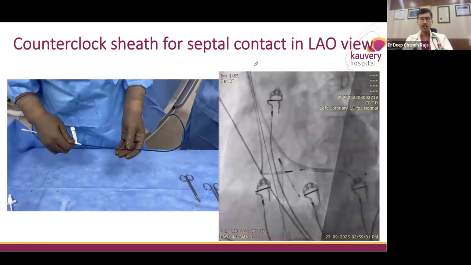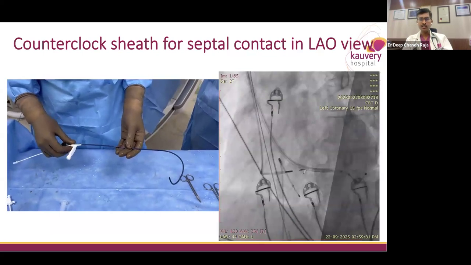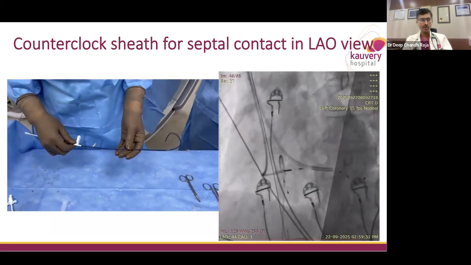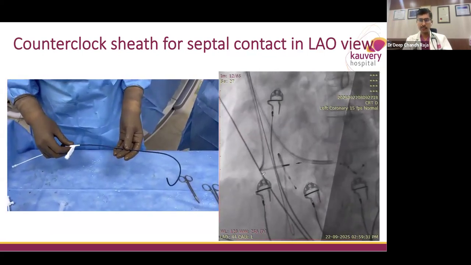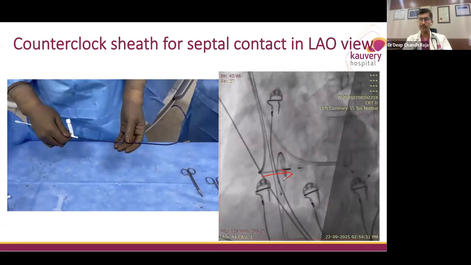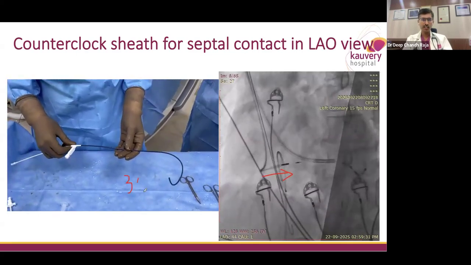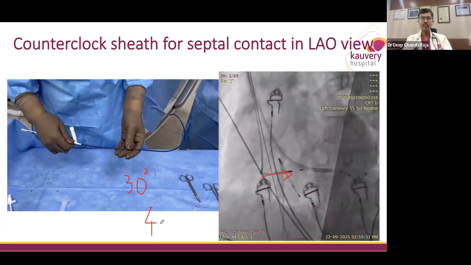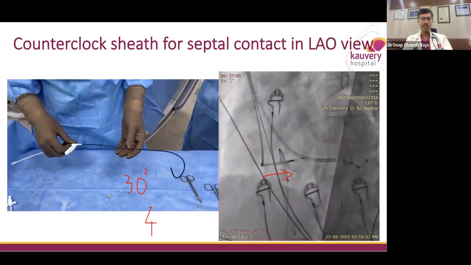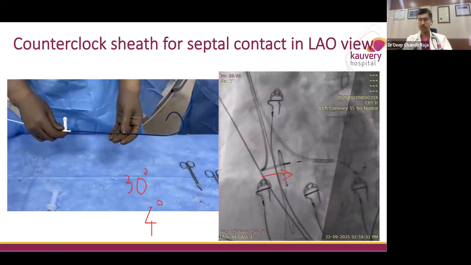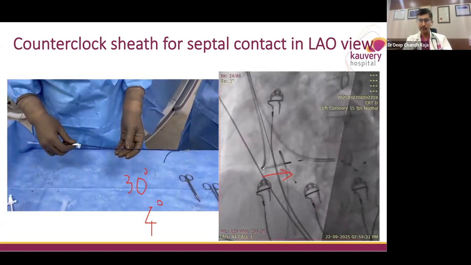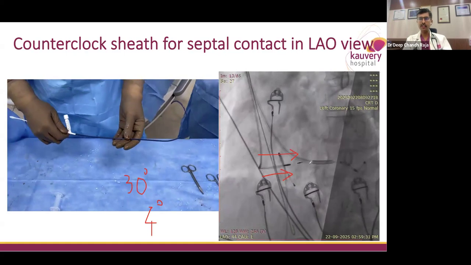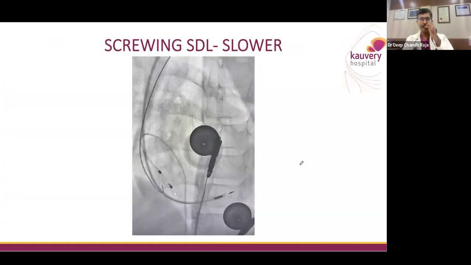And the other important step, counterclocking the sheath for septal contact. Once you're inside the right ventricular cavity, it's very important to keep a counterclock on the sheath so that the sheath maintains a perpendicular orientation to the interventricular septum. Usually the counterclock orientation could be 30 degrees, or basically the 3 o'clock to 4 o'clock location on the hub. If you're standing on the head end of the patient, a 3 o'clock or 4 o'clock location of the hub is basically where you will get a perpendicular orientation of the sheath to the interventricular septum and where you start screwing the lead past the septum.